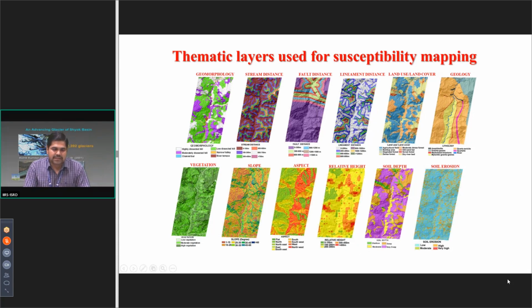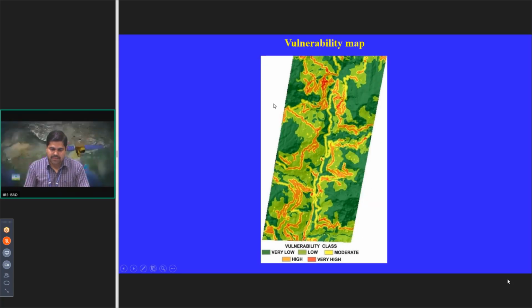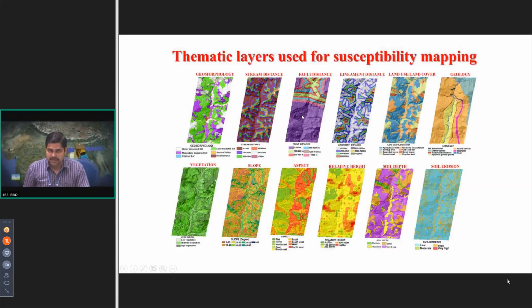Now the susceptibility mapping, for this I have, suppose, taken 12 layers from geomorphology till soil erosion, different layers. In your study area, you have to see that the same size of the study area you have to maintain.